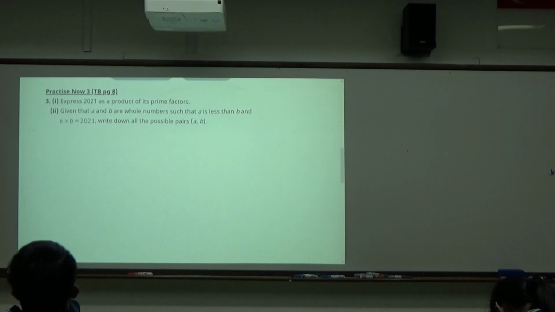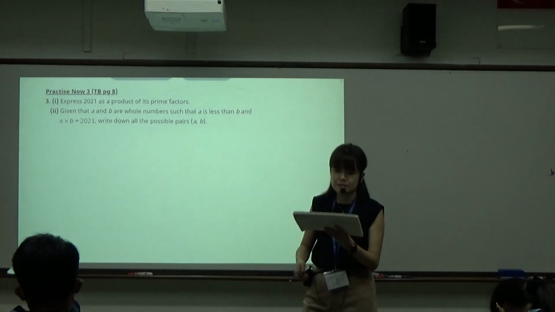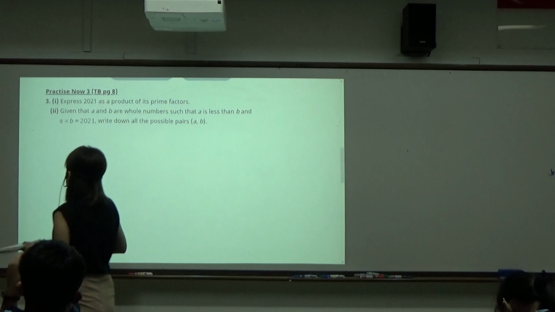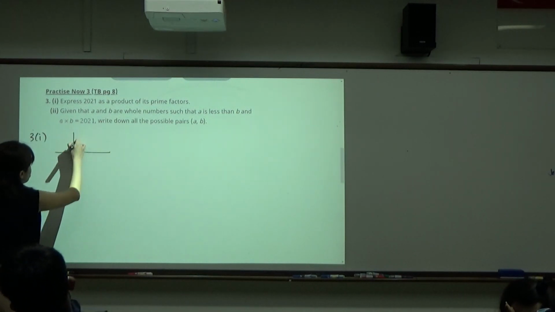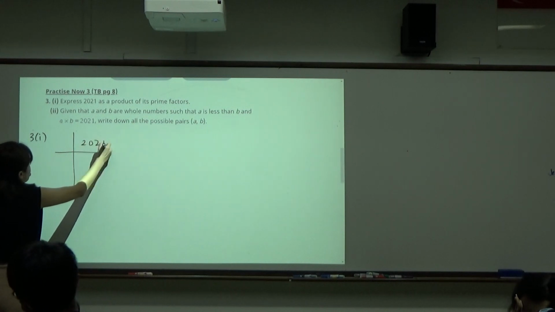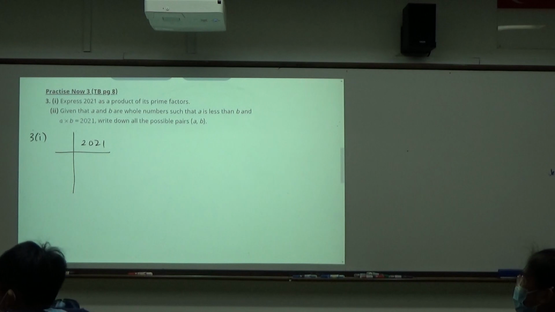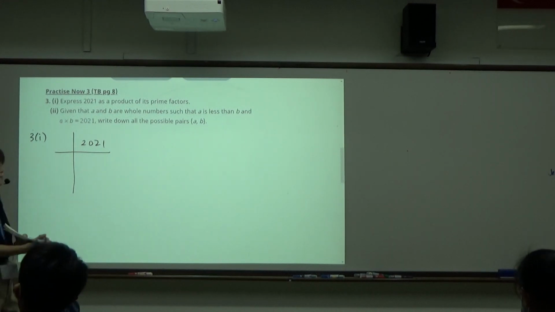In this question, it says to express 2021 as a product of its prime factors. How do we go about doing our prime factors? You all recall? Do prime factorization and we make use of our ladder, right? Now, what is the first number that 2021 can be divided by? 43. Wow, so fast. So 2021 can be divided by 43 as well as 47.